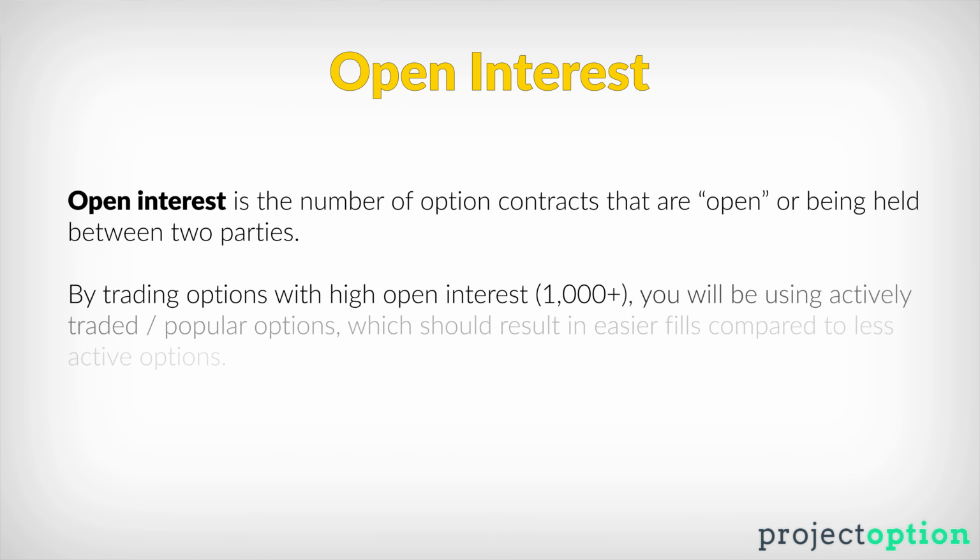There are a few specific things that you can look at to quickly determine whether or not a stock's options are actively traded. The first thing is open interest, which is basically the total number of option contracts that are currently open between two parties, meaning that there are existing positions in those particular option contracts. So if a stock has an option with an open interest of 50,000, that means that there are 50,000 of those option contracts that are currently open, meaning that people have existing positions in those options.